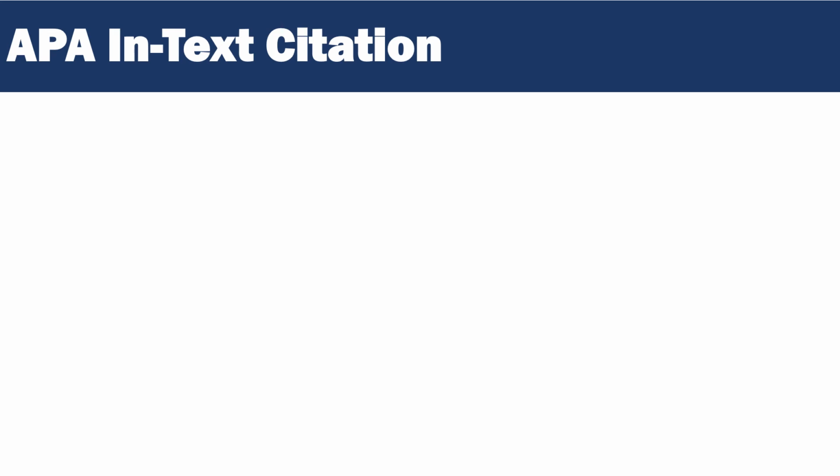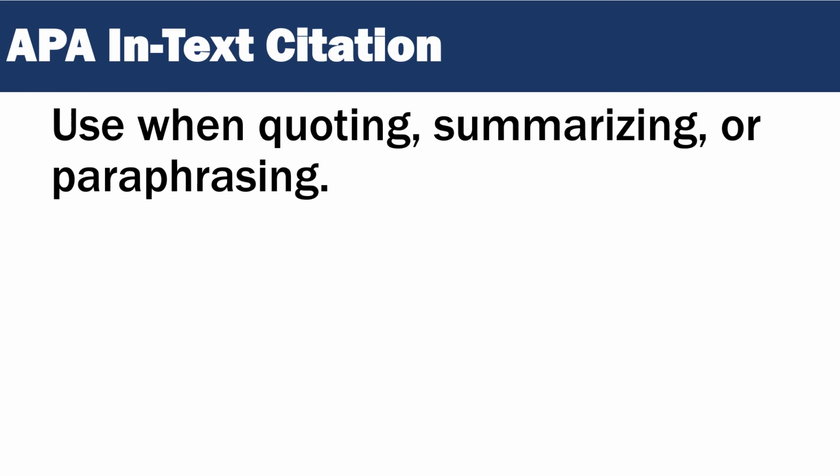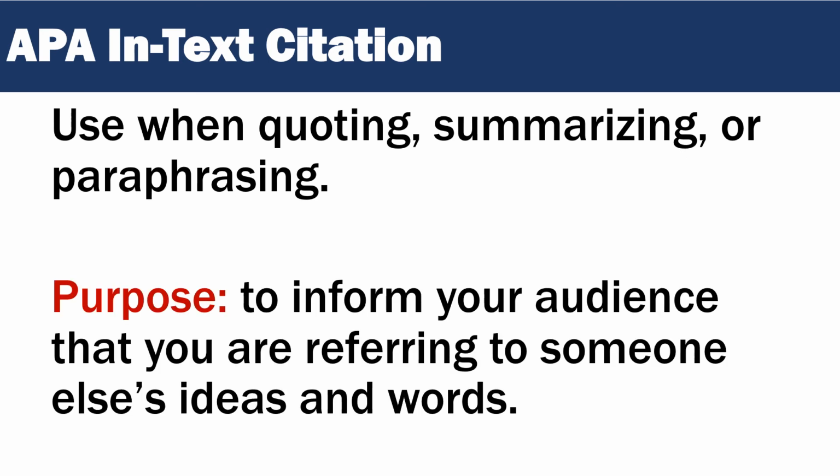You will use in-text citations, also known as parenthetical references, when quoting, summarizing, or paraphrasing. Its purpose is to inform your audience that you are referring to someone else's ideas and words. Therefore, whenever you are using someone else's ideas in your writing, you must let the reader know. We do this by adding the original author's last name, date, and page number to the sentence that you are writing.